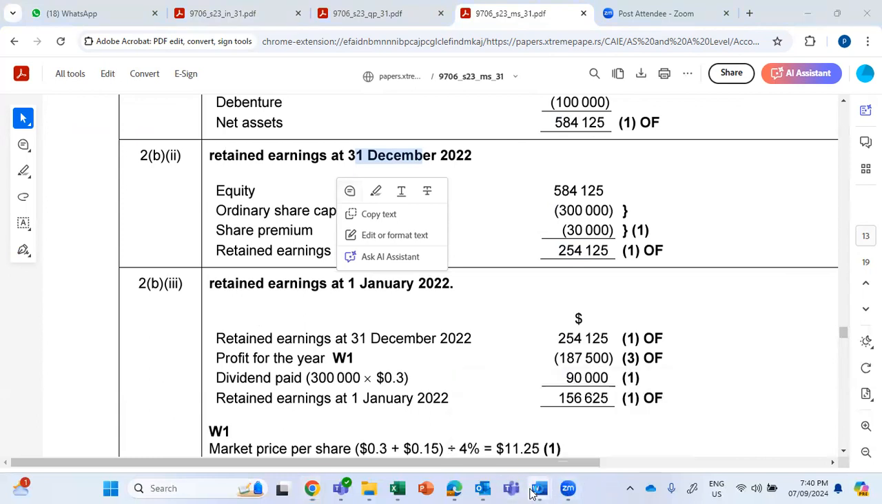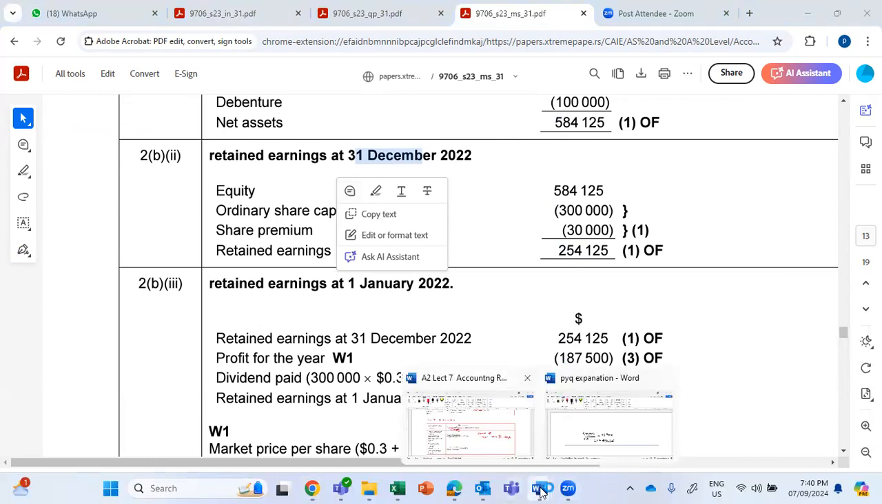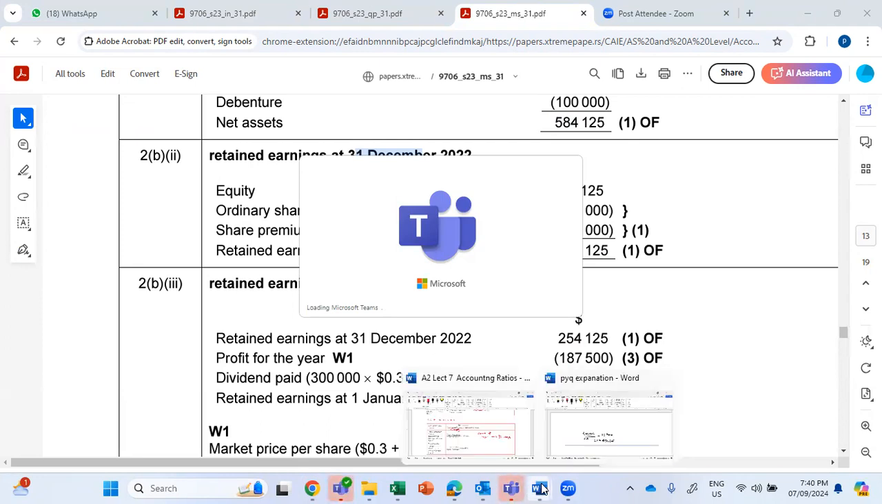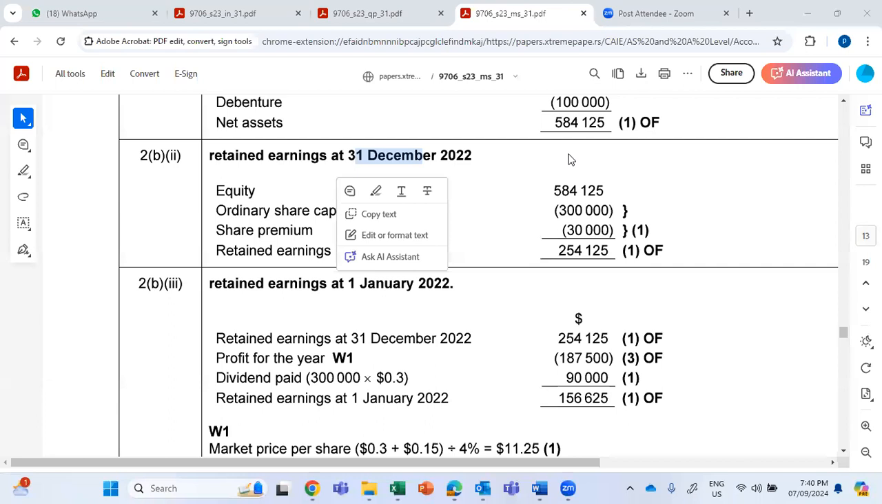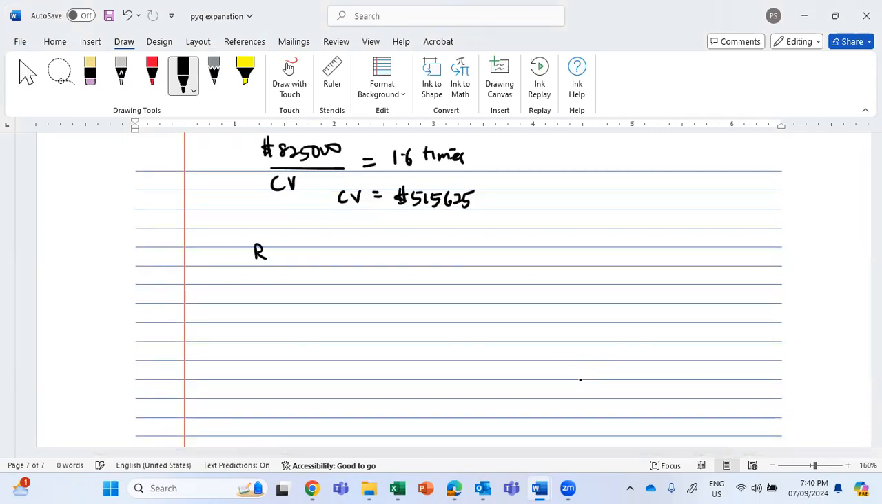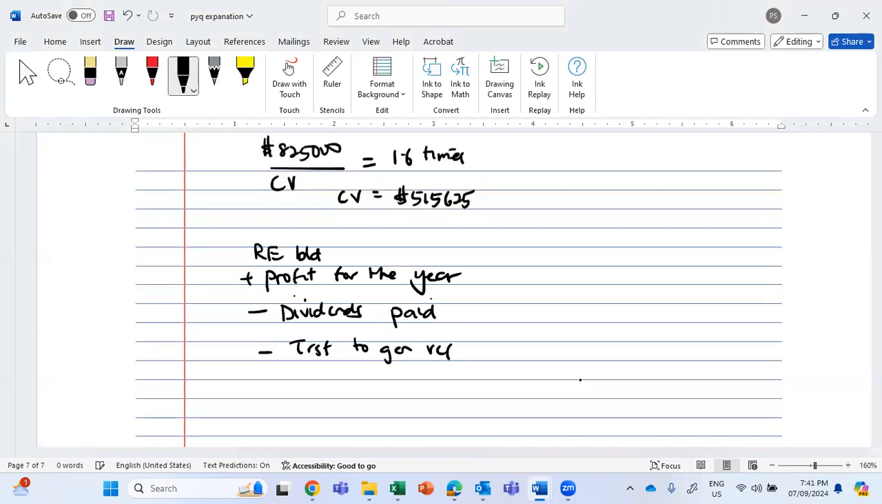So we know that, or rather we should know that, when you prepare your SOCE, retained earnings brought down, as in the start of the year, plus profit for the year, minus dividends paid, minus transfer to general reserve equals retained earnings carried down.